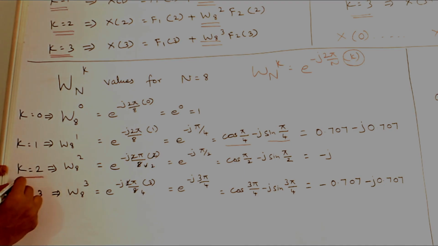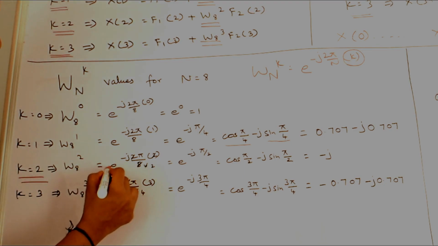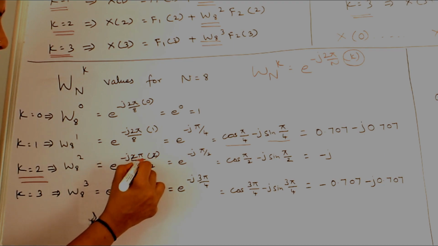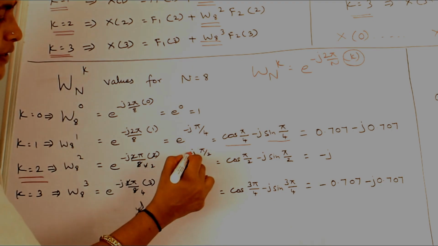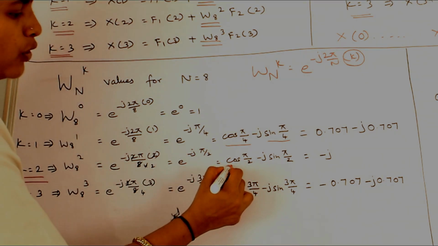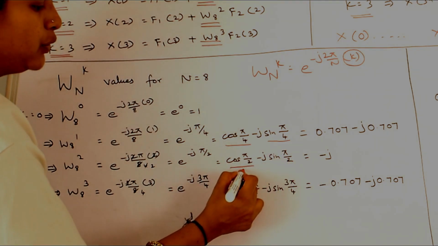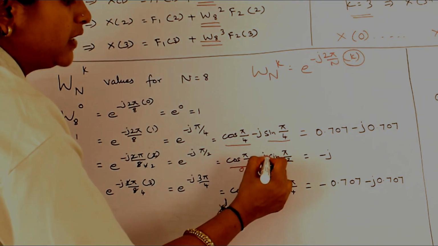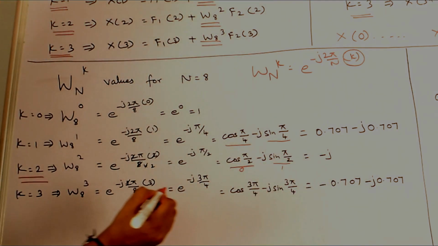Next, when you substitute k is equal to 2, you will get w8 power 2. So e power minus j 2 pi by 8 into 2. When you cancel it, you will get e power minus j pi by 2. So cos pi by 2 minus j sin pi by 2. Cos pi by 2 is 0. So you will get minus j sin pi by 2. This is 1. So you will get minus j.